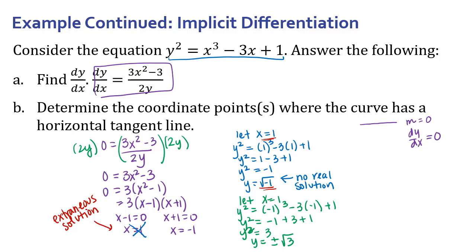So those 2 points are when x is negative 1, y is negative root 3, and when x is negative 1, y is positive root 3. So those are the 2 points that are going to have horizontal tangents.